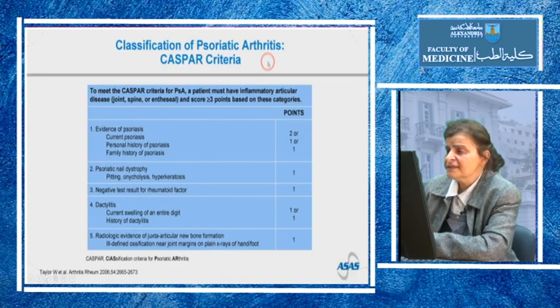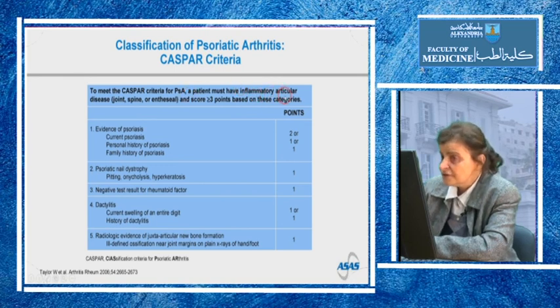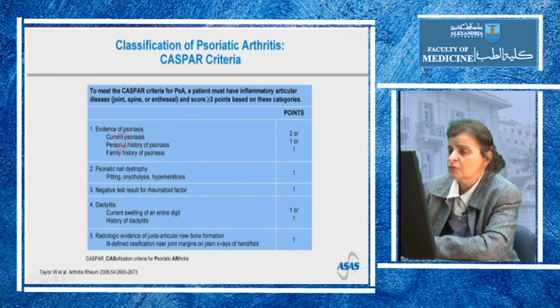For psoriatic arthritis, I'm not going to go into a lot of details. I just want to tell you that we've also got classification criteria which help us to pick up our psoriatic arthritis patients. Here, our patient must have inflammatory articular disease in any form, either peripheral joint, spine, or enthesial disease, and have a score of 3 or more points. What are the points? Here are the points. First of all, he has to have evidence of psoriasis, either current psoriasis or a history of psoriasis or a family history of psoriasis.